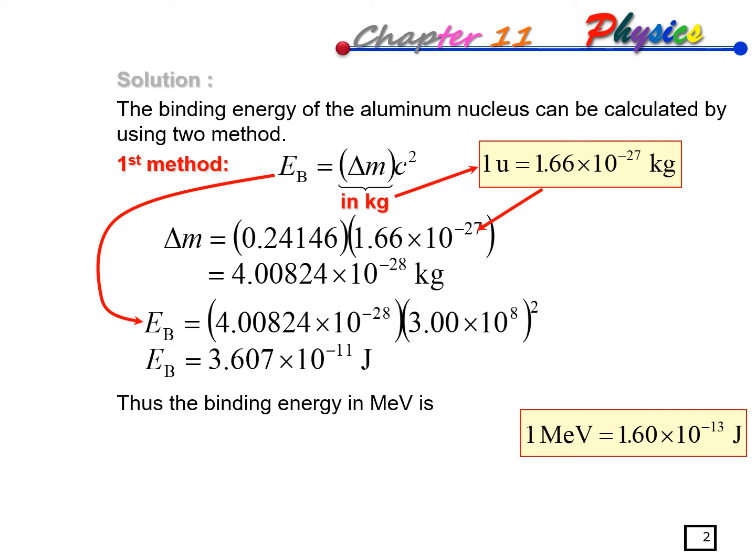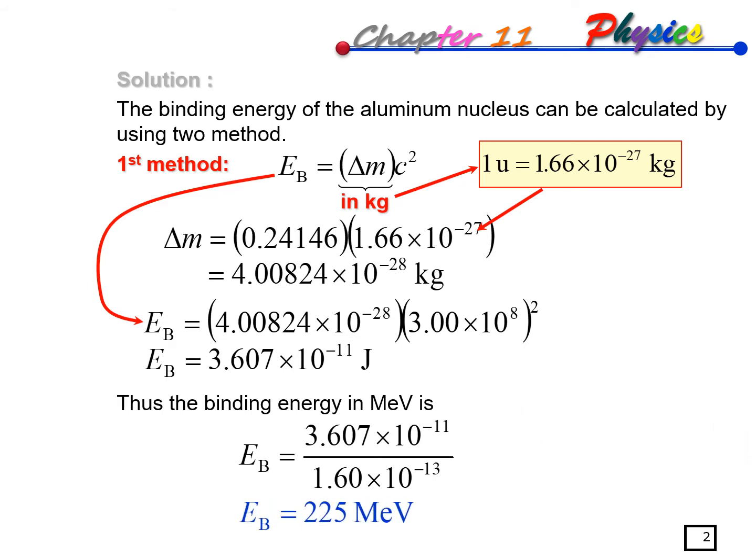Once you obtain the answer in joules, the final answer they want you to provide is in MeV. To convert into MeV, we use the conversion ratio: 1 MeV is equivalent to this amount of joules. Therefore, divide by this value, and the final answer we end up with is 225 MeV. So this is the first method, where we use SI units: convert the mass into kg, calculate the value in joules, and then finally convert into MeV.